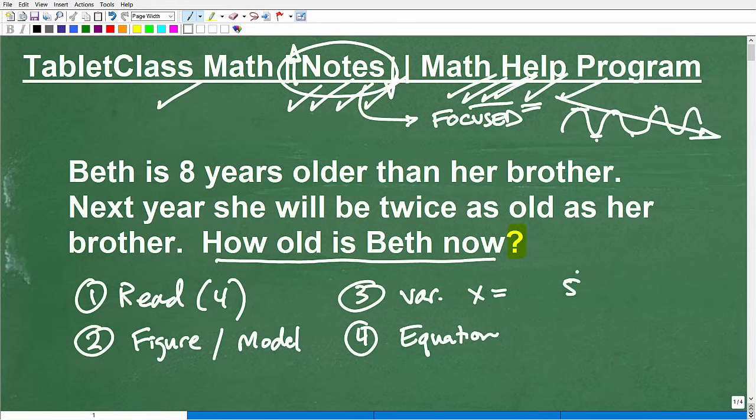Then we're going to have to solve the equation. Okay, we have to solve this equation. And then last but not least, we're going to have to answer the right question. Just because you solved the equation doesn't necessarily mean that you've answered the question.